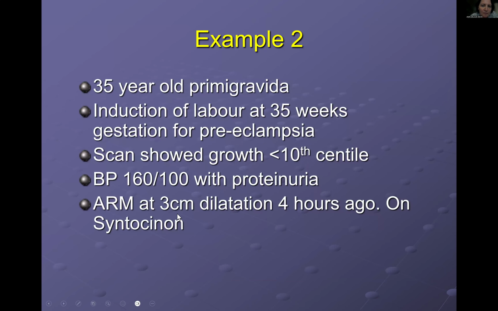Exactly. She was 3 centimeters 4 hours ago. So you'll do a VE, a vaginal examination. Of course, if she happens to be fully dilated, you tell her to push and expedite delivery using assisted delivery, forceps or vacuum. But actually you can't use vacuum because she's only 35 weeks. So if you have to use an instrument, it has to be forceps. But if she's not fully dilated, if you're not comfortable using the forceps, then it would have to be a cesarean section. So very good, Philip.